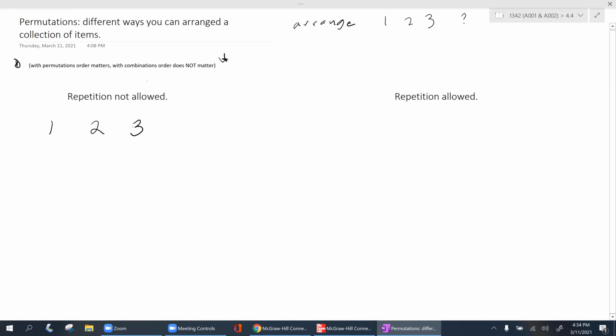This is going to be with repetition not allowed, meaning you can only use the number 1 once, the number 2 once, and the number 3 once. In other words, you only have one of each. So to start, you want to do these in a pattern because you want to keep track of all the shuffling that's going on.